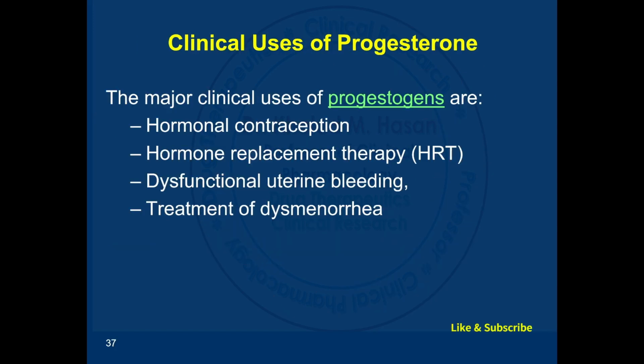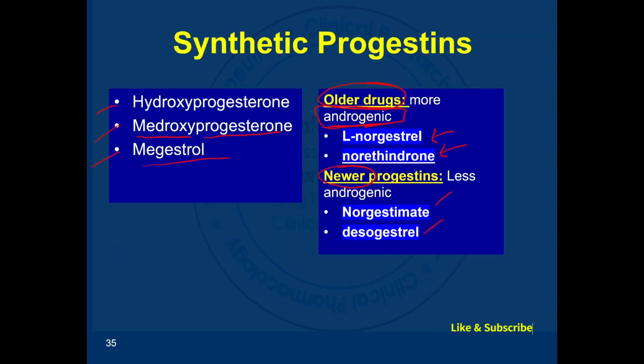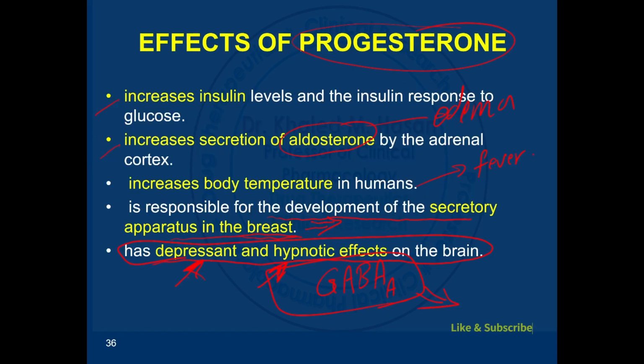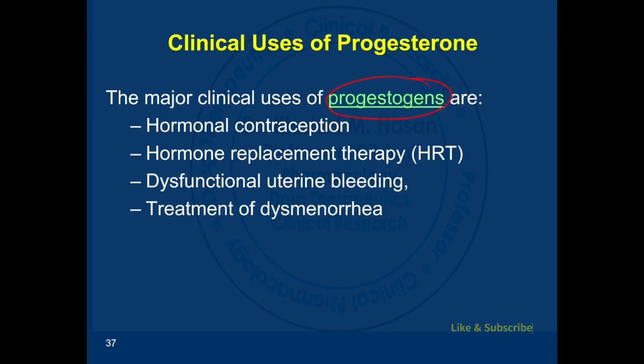Okay, so the clinical use of progesterone or progestins, any synthetic. For progestin, I will remind you, we have medroxyprogesterone, norethindrone, norgestimate, drospirenone, desogestrel. Clinical use could be hormone contraceptive, hormone replacement therapy, dysfunctional uterine bleeding, and treatment of dysmenorrhea.